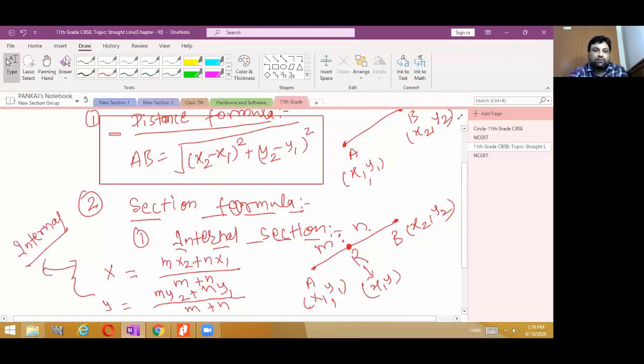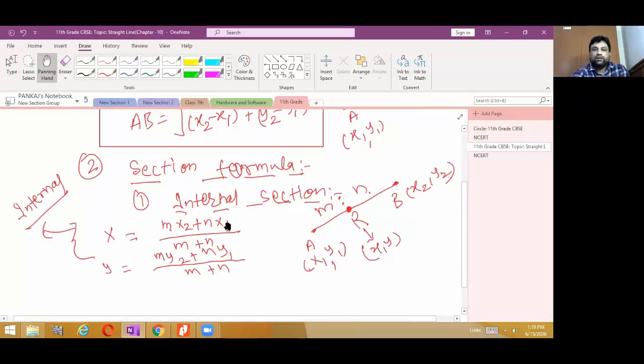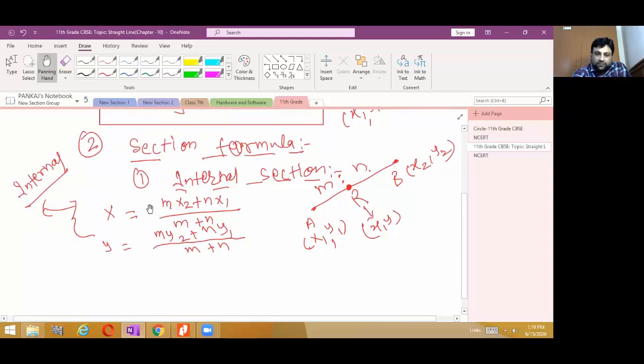After this formula we need to go for the next formula. Please try to understand. The next formula is the third. First I taught you the distance formula. Now in the section formula, this is the internal section formula, and the next one is the external division formula.